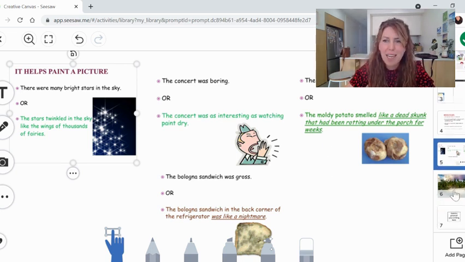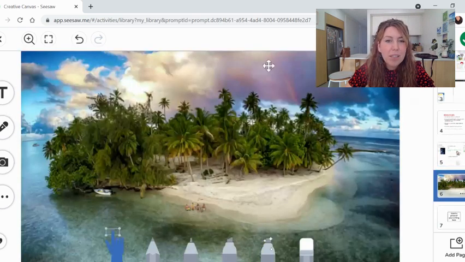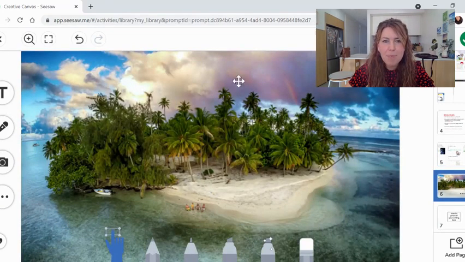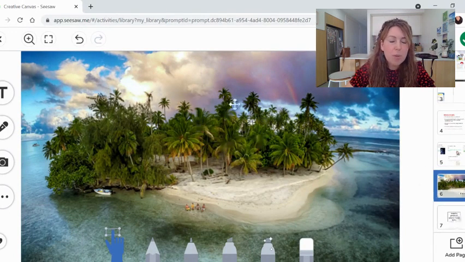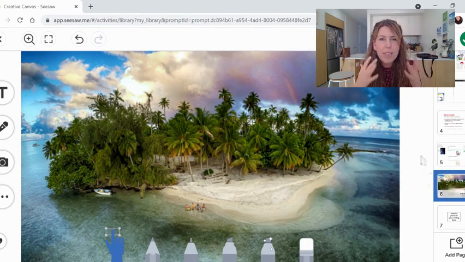Here is your task for today. You're going to use this beautiful picture here, some people stranded on a tropical island that's beautiful. You're going to use similes and metaphors to write a really descriptive paragraph. You're going to paint a picture with your words describing this scene right here.